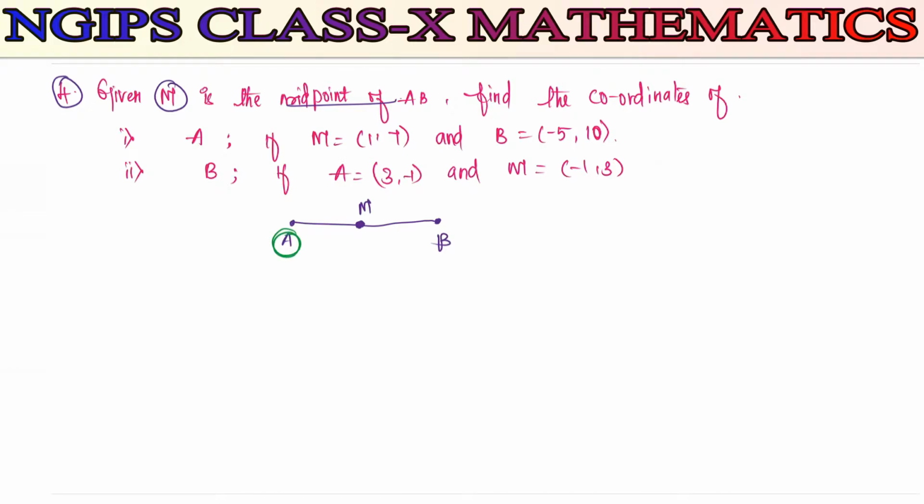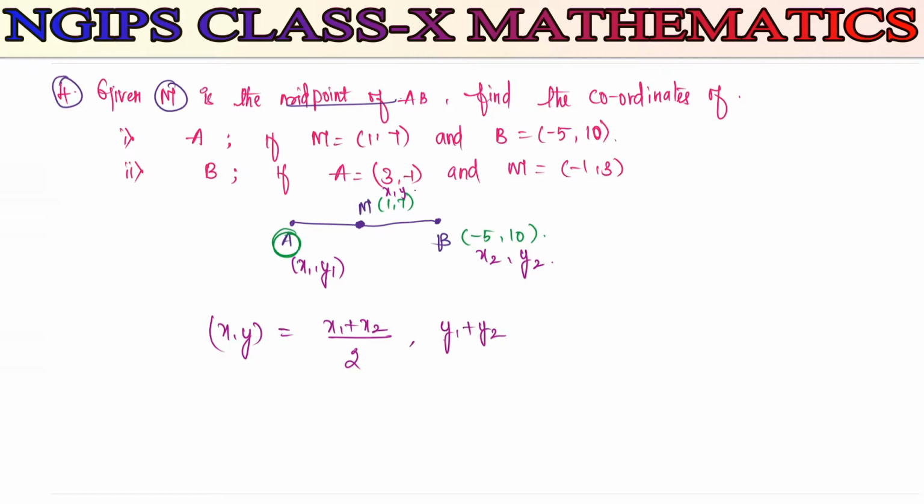M value they have given 1, 7. And here B value they have given -5, 10. So the given values I am going to take here. A I can consider as x1, y1. B I can consider x2, y2. Always the point which divides we need to take as x, y. So here x, y is equal to x1 plus x2 divided by 2, y1 plus y2 divided by 2. So this is the midpoint formula.